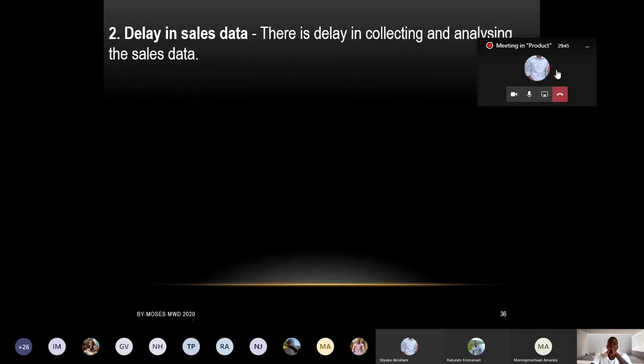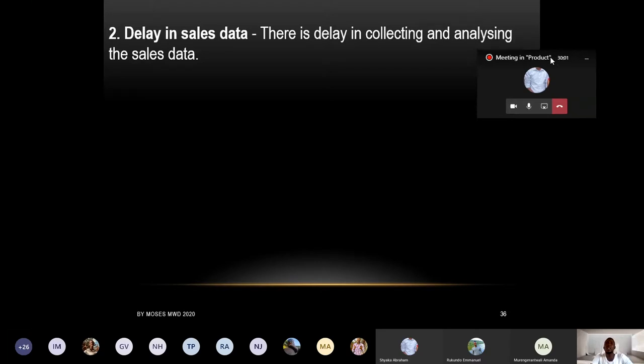Next point is delay. The first one is fluctuation of sales data. Here, they are telling us a delay in sales data. Good. So let us continue. When you sell goods and you delay to get the information, you know, sales data is the information regarding the people you sold to and how much did you sell. So sales data, you need to know the people you sold to, what did you sell to them, and how much. That's what we call sales data.